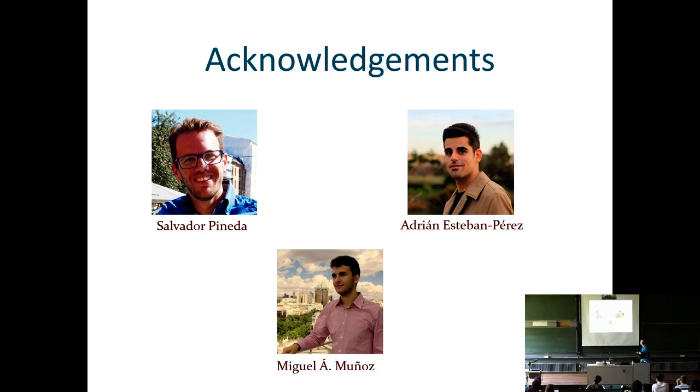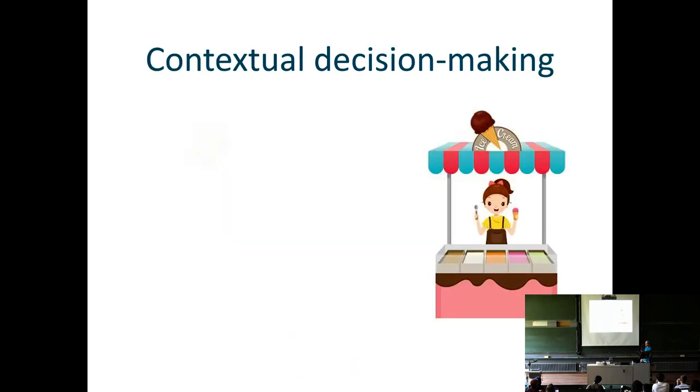So what do we understand by contextual decision making? This is a classical example that I use a lot. Imagine that we're running an ice cream shop, and we need to decide at 10 a.m. in the morning how much ice cream we are going to make for the day. This will be our decision, the decision that we have to make here and now, decision X.